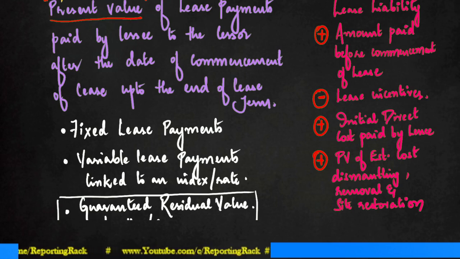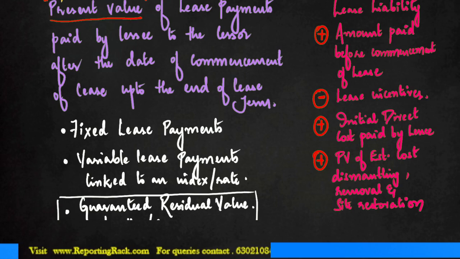Lessee paid a certain amount to the lessor for modifications of the leased asset or customizing the leased asset according to his requirements. Reduced by lease incentive. What is the lease incentive that we have seen yesterday? There are certain incentives or additional payments which the lessor provides to the lessee at the commencement date or before the commencement of lease. What are these?